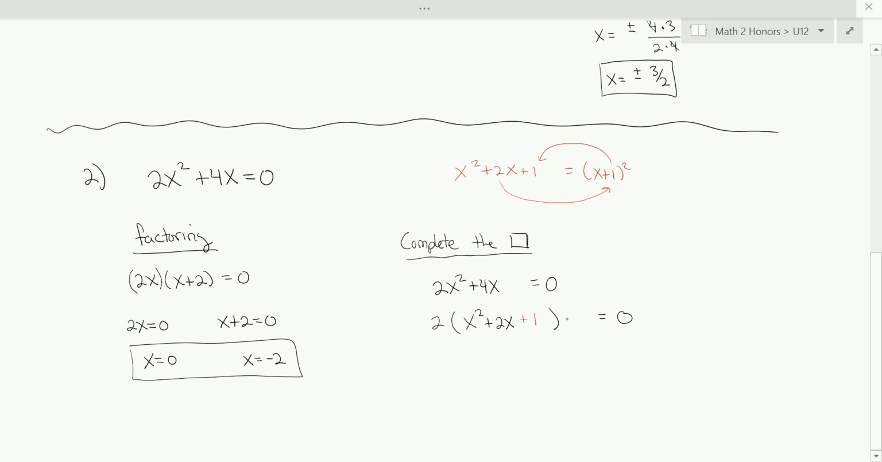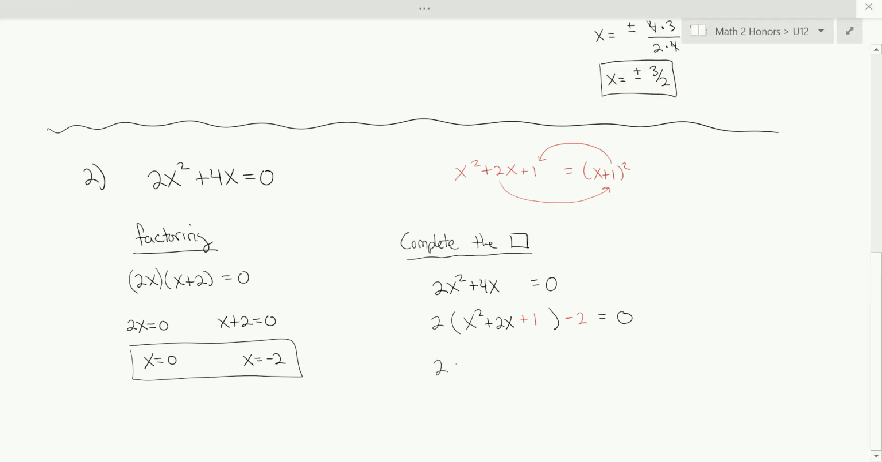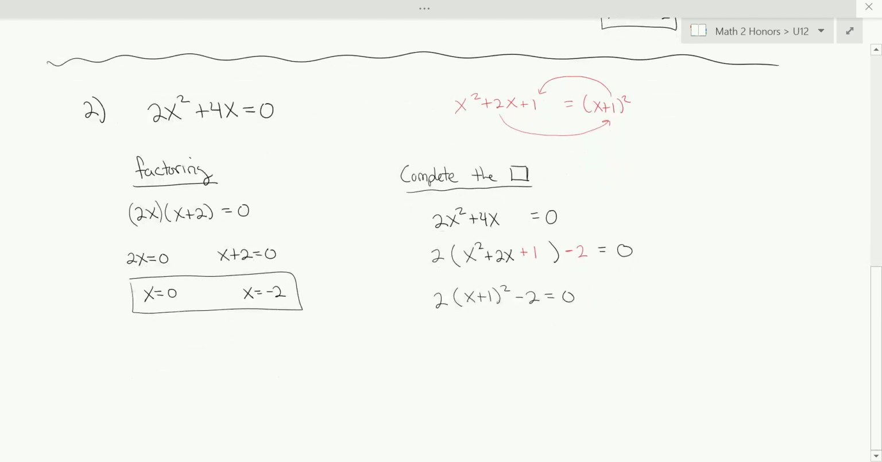But if we add 1, then we're going to want to subtract what? 2. Because by putting the 1 inside the parentheses, it's really got a double value. It's 2 times 1, so I've got to counterbalance that with the minus 2. That should seem a little familiar to you. The next step is I'm going to change this into a perfect square, so x plus 1 squared. And then solve like we did finding x-intercepts. So we add 2 to both sides.